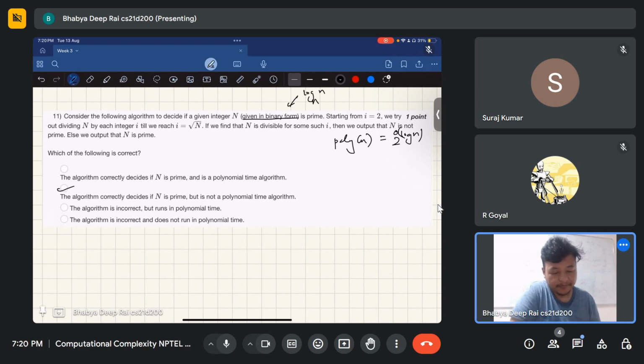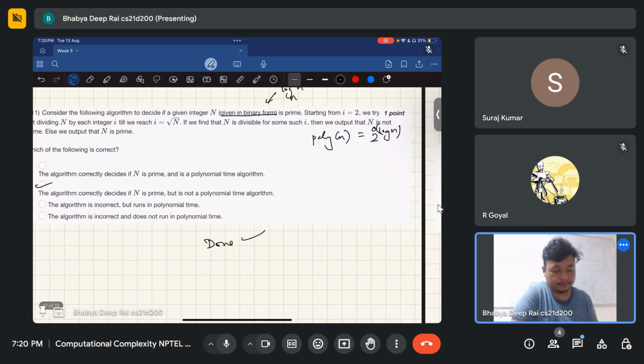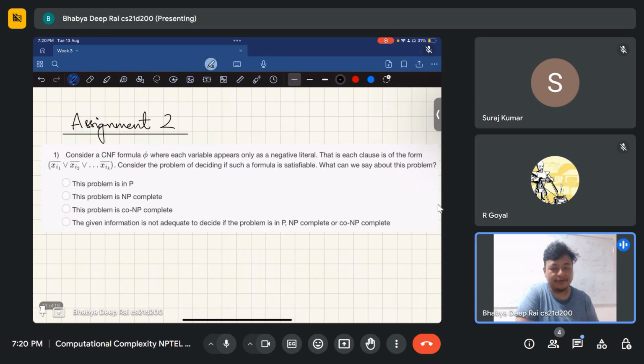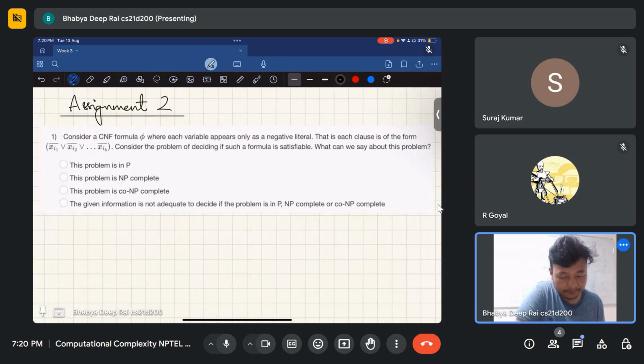Right. Now this is done before. Good. So I'll move on to assignment 2. This is question 1 of assignment 2. Any idea? This is also not very difficult. This is not difficult actually, if you think about it.